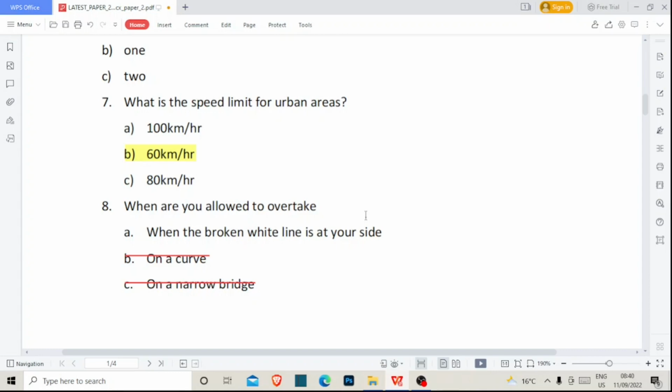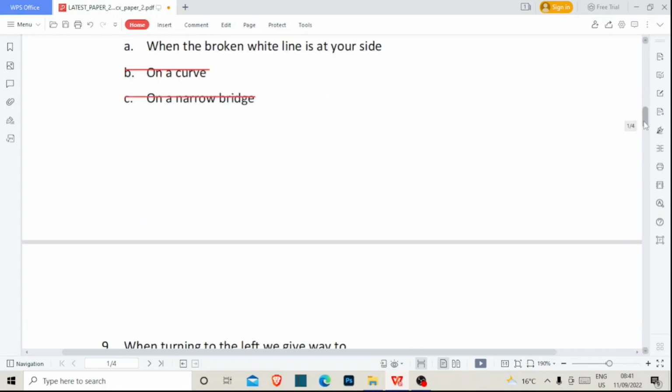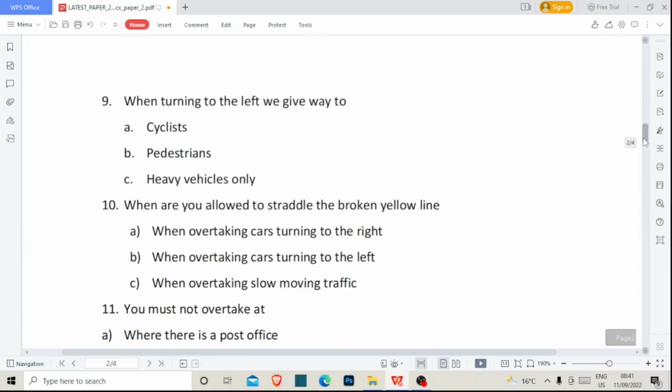But for instance, let's talk about when there's a broken white line at your side and there is a solid white line at the other side. Does it mean that you can also overtake? Yes, because the broken white line is still at your side. But if you have the solid white line at your side, it means that you cannot overtake. So that's some bit of knowledge there. That's something you need to know. Anyways, let's move on to number 9.